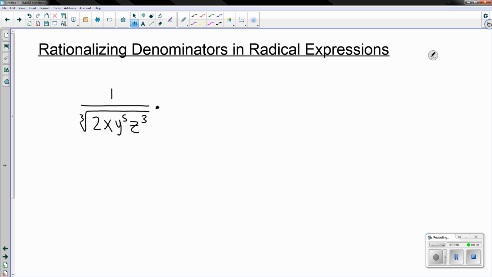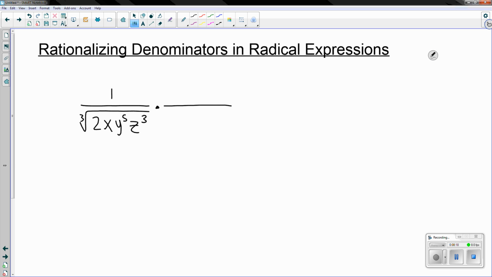Some people might say, well, from our strategies for simplification, we know that cube root of y to the 5th, that one piece, I could simplify further. And cube root of z to the 3rd, I could simplify further. But there's still going to be some radicals involved in the denominator because I can't simplify cube root of 2 or the cube root of x any further. So I might as well just wait to the end to get the full simplification after the rationalization process.